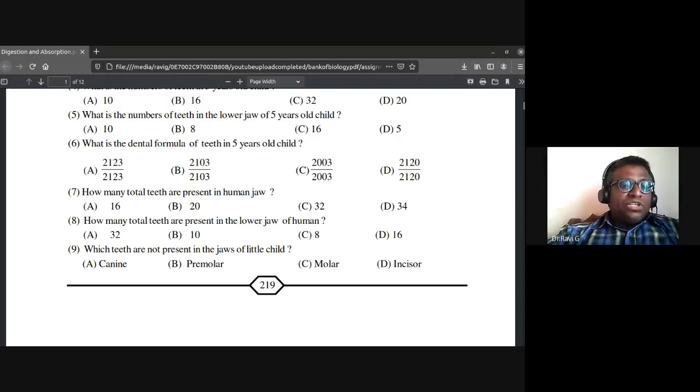So the seventh question. So 2103, there is a typographical error. It should be 2102. So how many total teeth are present in a human jaw? Is it 16, 20, 32, or 34? Which is the answer for it?